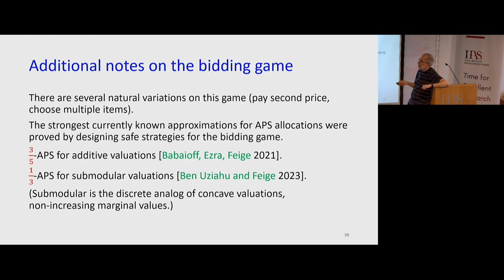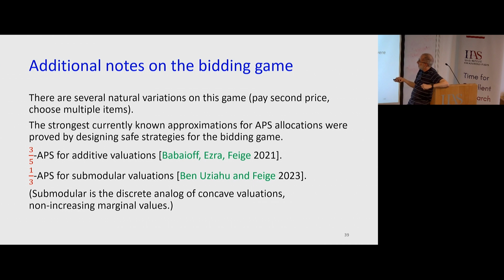Okay, some additional notes on the bidding game. First, there are various variations on it, like was mentioned here. You can do a second price version of it, where the winner of a round pays the second highest bid. You can choose multiple items in any single round as long as you are willing to pay for each one of them. And the strongest currently known approximations for the APS, in fact, for any class of valuation functions that we know, the way to achieve it is through the bidding game. We don't know other ways.